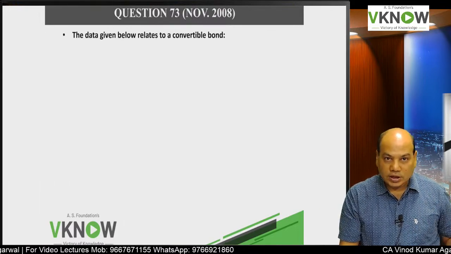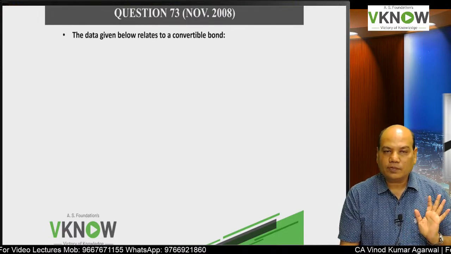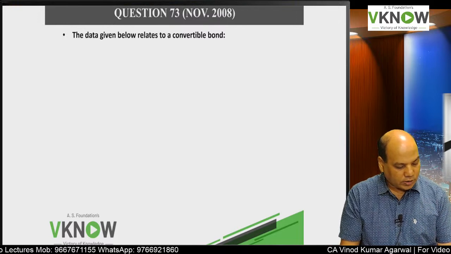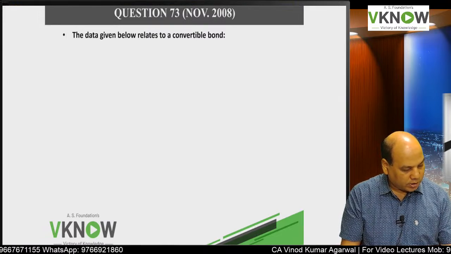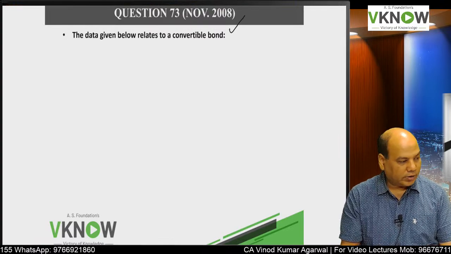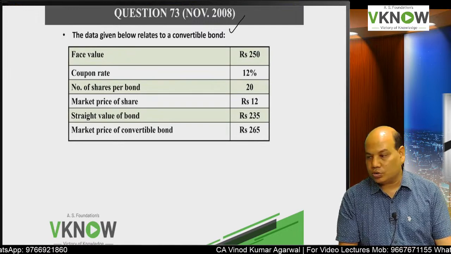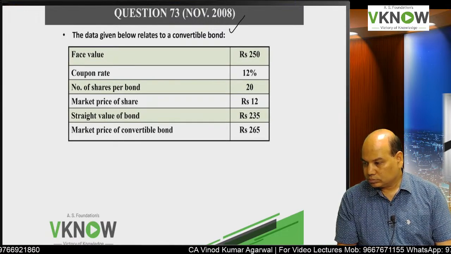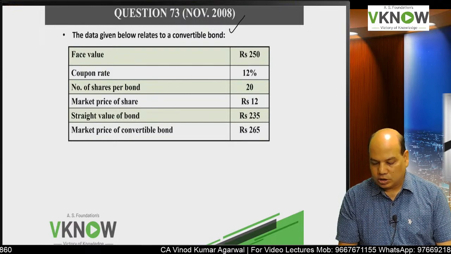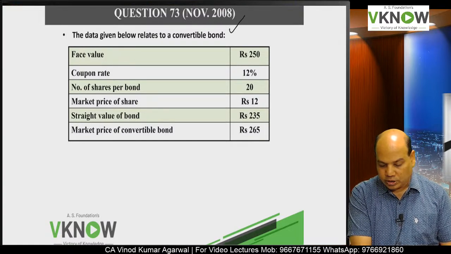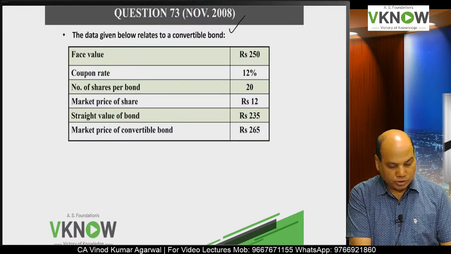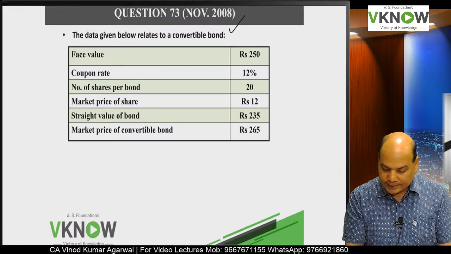So with this background, let us first solve some very simple questions on convertible bonds. If you can understand this formula, you can easily solve problems of convertible bonds. So I would request you to first come to question number 73. You will find question 73 after 2 or 3 pages. This question is from the November 2008 exam. Similar questions are there in the study material of the institute also. The data given below relates to a convertible bond. Face value 250, coupon rate 12%, number of shares per bond 20, that is the conversion ratio.